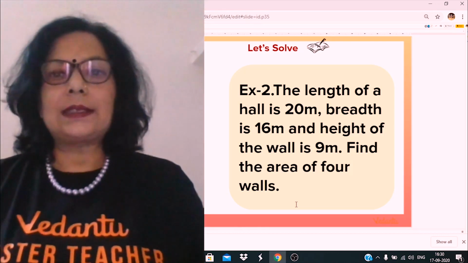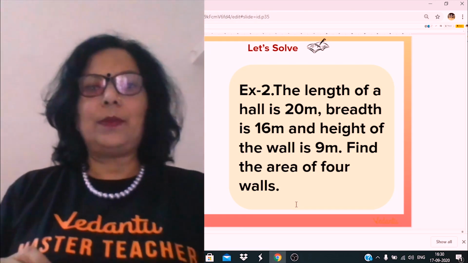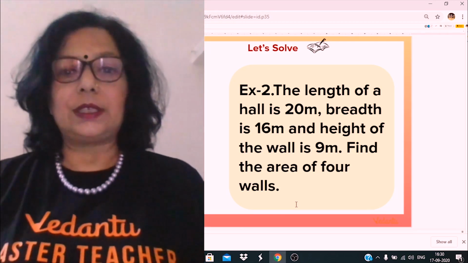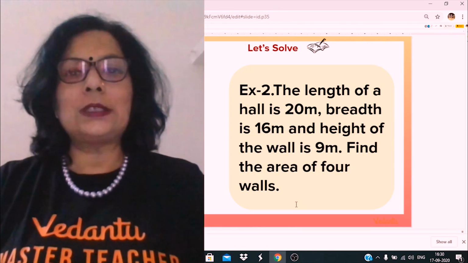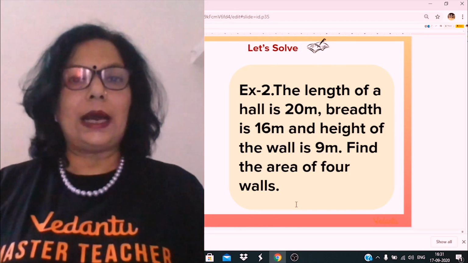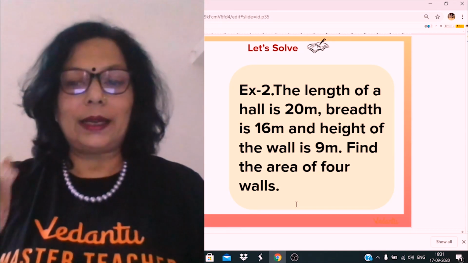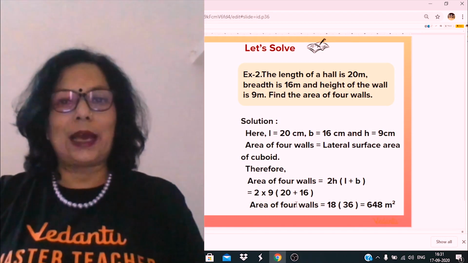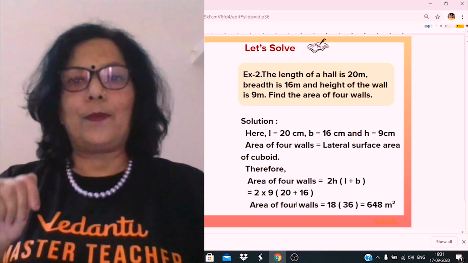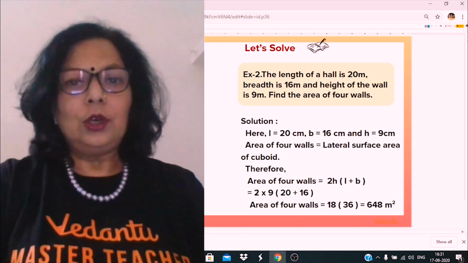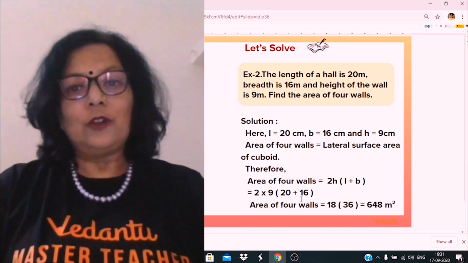Now, let us take example 2. The length of the hall is 20 meters, breadth is 16 meters, and height of the wall is 9 meters. Find the area of the four walls. Fast, come on. Area of four walls is two walls of breadth into height and two walls of length into height. So that gives you the formula 2H bracket L plus B. Come on, I give you the time to solve. Write it down. Area of the four walls is equal to 2H into L plus B. And substitute the values. 2H is 2 into 9, and length is 20 and breadth is 16. So 648.